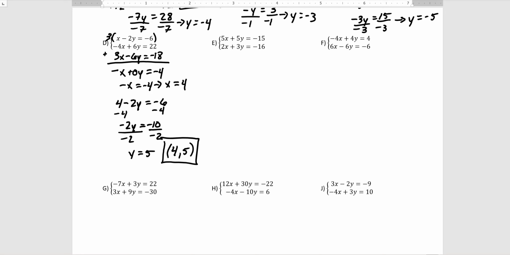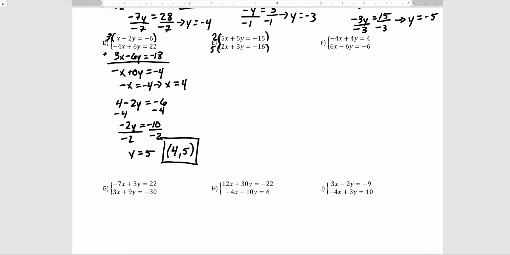All right, looking at letter E here. 5x plus 5y is negative 15. 2x plus 3y is negative 16. Well, notice there's nothing I can multiply 2, or at least no integers I can multiply 2 and 3 by, to get 5. So this is one where I'm going to have to multiply both equations. All right, so I'm going to just try to eliminate x here. I'm going to multiply the top equation by 2, and I'm going to multiply the bottom equation by 5.